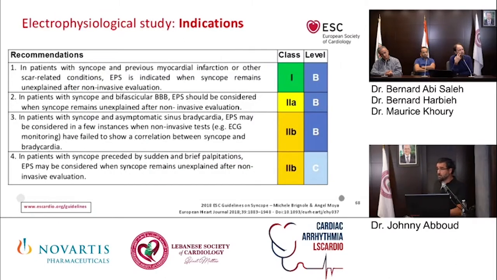Then what other tools do we have? We can do an EP study for syncope. The ESC 2018 recommendations for EP study: it is recommended in patients with syncope and previous myocardial infarction or other scar-related conditions. In this condition, you're looking for ventricular arrhythmia. Also, in patients with syncope and bifascicular block, bundle branch block, EP study should be considered when syncope remains unexplained after non-invasive evaluation. So it's a class 2A recommendation: bifascicular block with syncope, you can do an EP study.